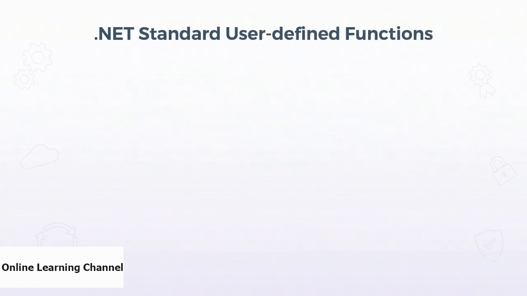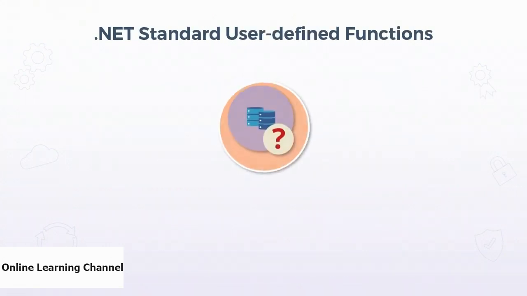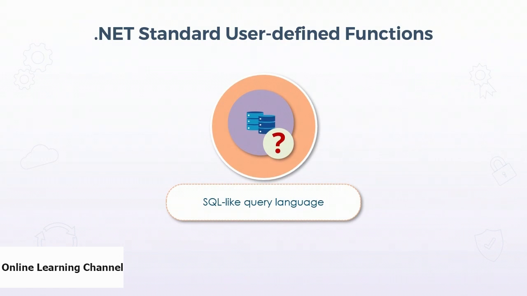The .NET standard user-defined functions allow you to write stateless UDFs in any .NET language you like. This is a very flexible option because it allows you to import all sorts of .NET libraries for complex processing. For instance, you could use a library for machine learning.